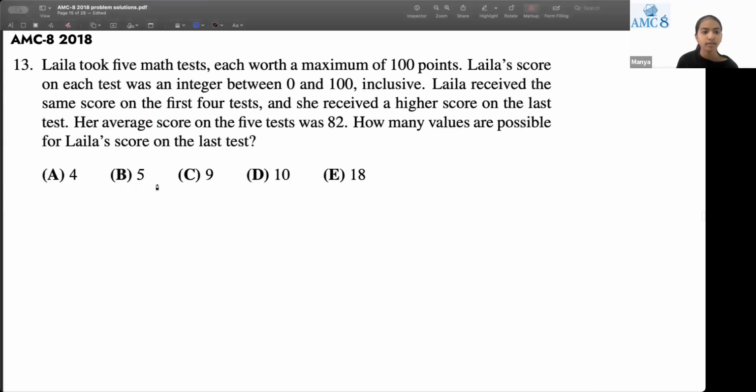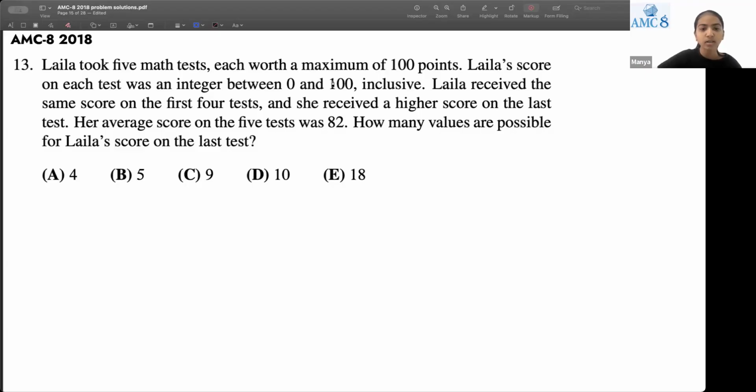Problem number 13. Layla took 5 math tests, each worth a maximum of 100 points. Layla's score on each test was an integer between 0 and 100 inclusive. Layla received the same score on the first 4 tests, and she received a higher score on the last test. Her average score on the 5 tests was 82. How many possible values are there for Layla's score on the last test?